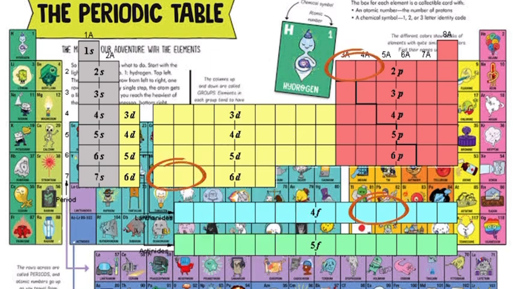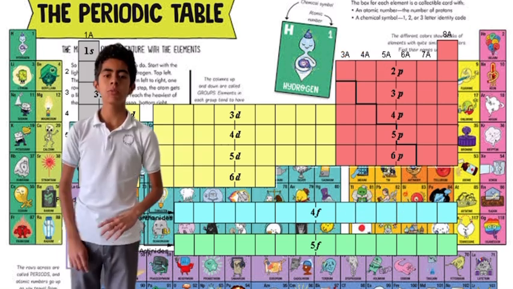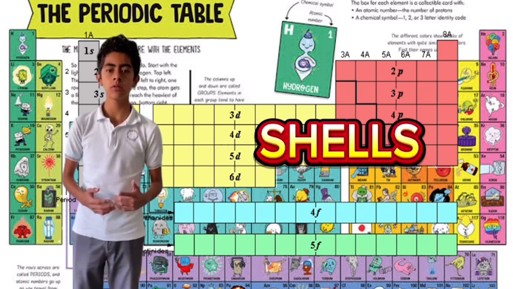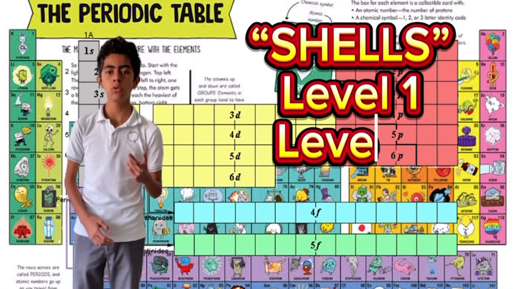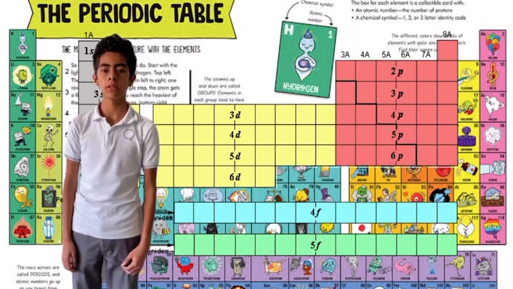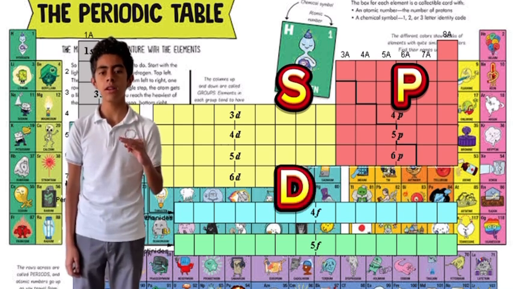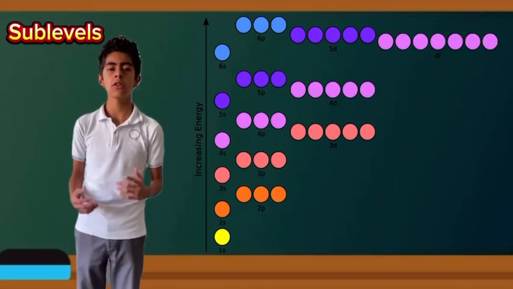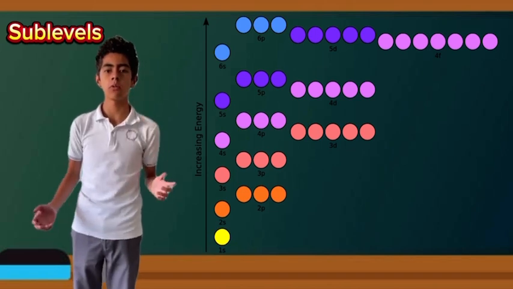Think of it like giving each electron an exact address. What floor it is on, what room it is in, and even what bed it sleeps in. Let's break it down. Atoms have energy levels. We call them shells. Level 1, level 2, 3, and so on. Each energy level has sub-levels S, P, D, and F. And each sub-level has a number of orbitals, or spaces where electrons can go.